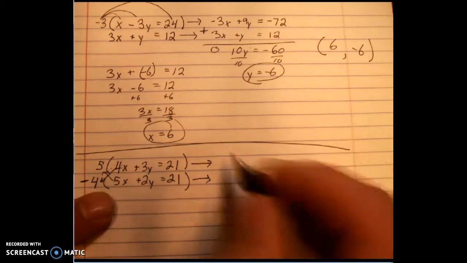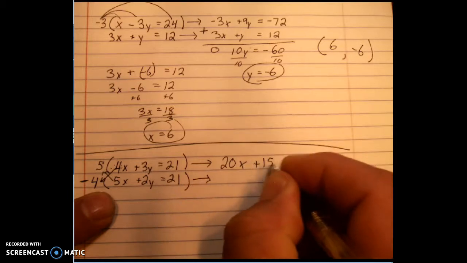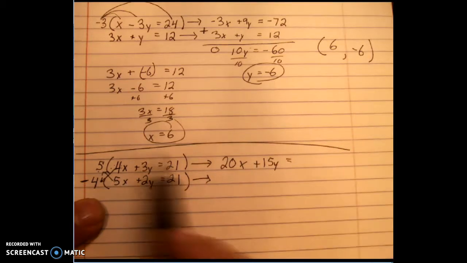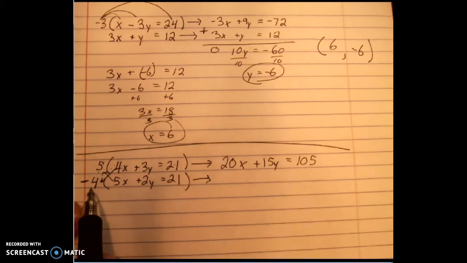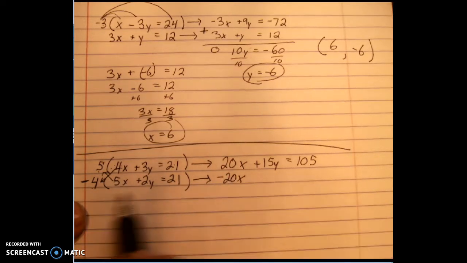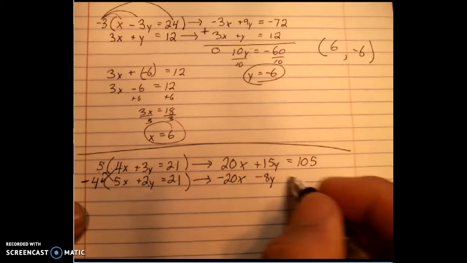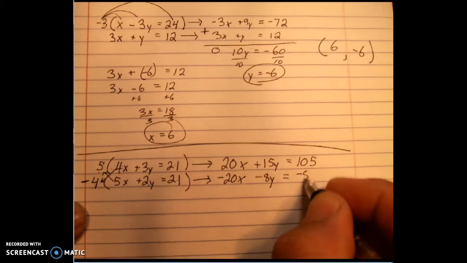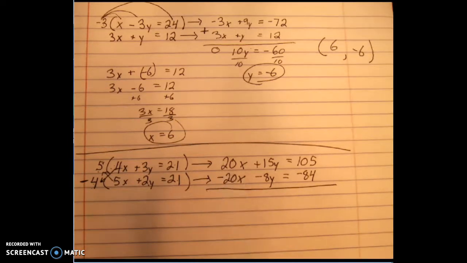Distributing the 5, I have 20x plus 15y equals 5 times 21 is 105. Distributing the negative 4, I have a negative 20x, negative 8y, and negative 84. Now, we can add our two equations together, and they will disappear. You pause and finish from here.